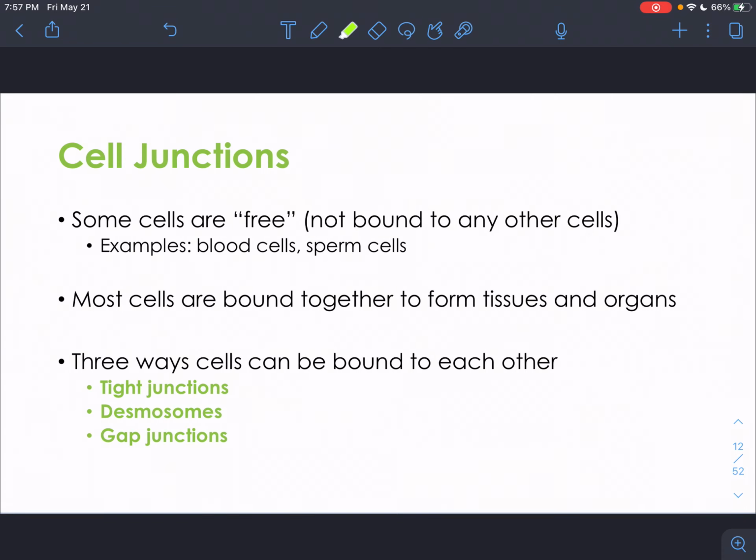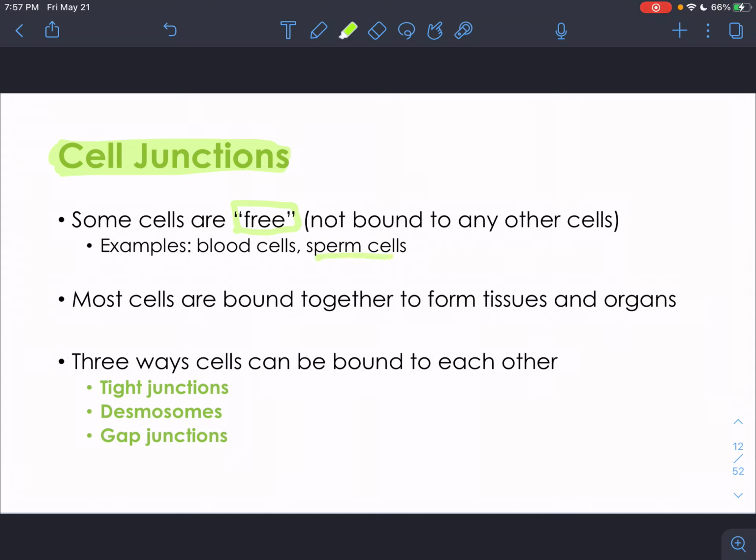Again, glycolipids or glycoproteins is what makes up that sugar coating. Another function of the proteins that we talked about is forming cell junctions, which are just connections between cells. So in our body we have some cells that are free. Think of your blood cells, right? Your red blood cells are just floating around in your plasma. So they're not connected, shouldn't be connected to other cells unless there's a clot or something. Sperm cells are another example of that.